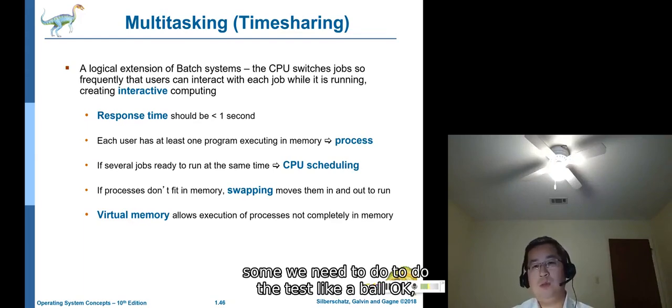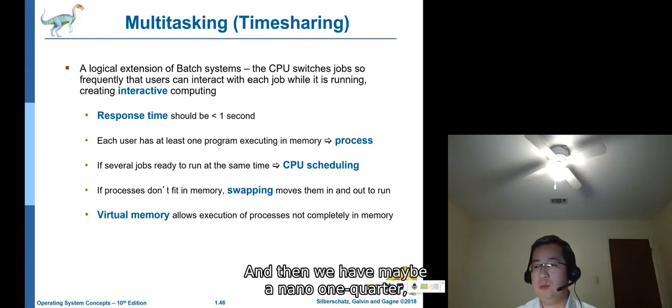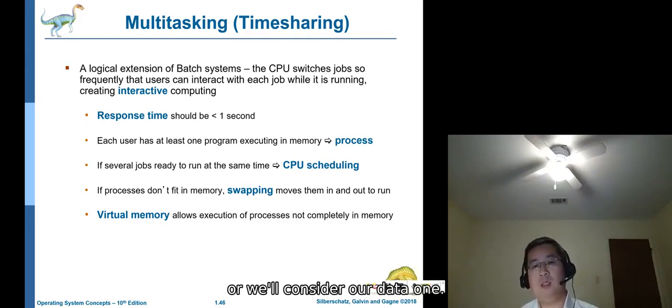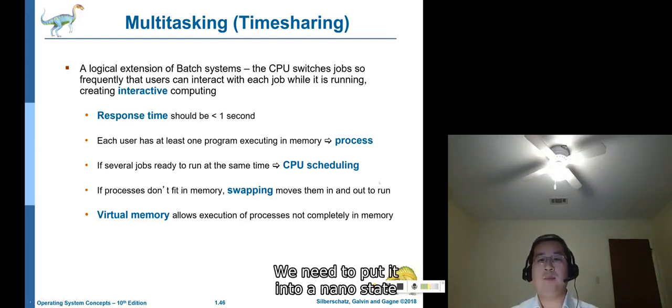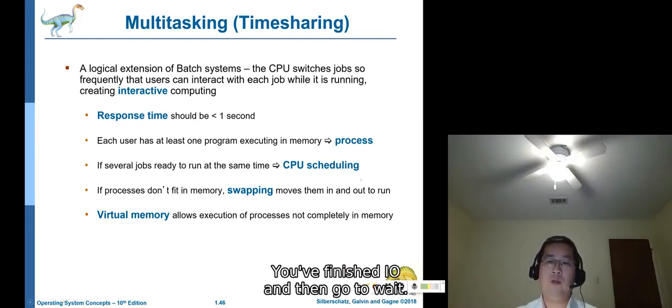And then during running maybe some error happens, and we need to block the running for the rest. And then we have maybe another one, something we will consider later. Just like this, for some exception we need to put it into another state to differentiate it from the previous one, where you finish the I/O and then go to wait.